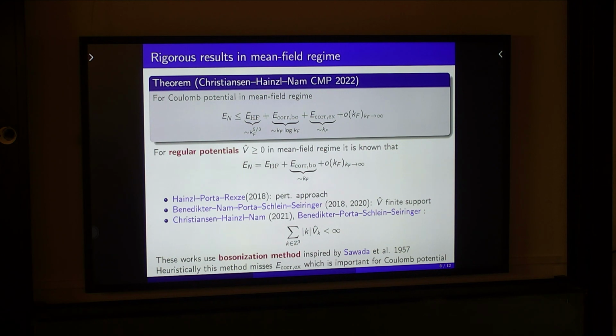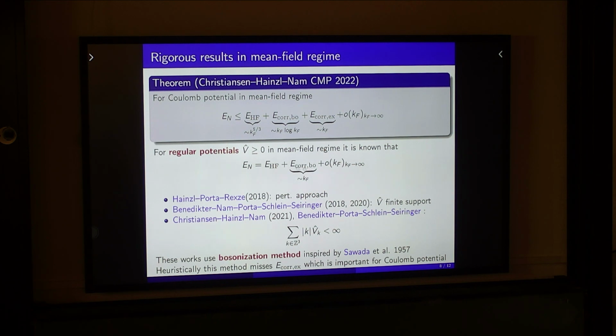So, okay, what was known before? So for regular potentials, regular, for example, means that it's less singular than Coulomb for large K. It was already known before that you really get here equality. Equality means to leading order the Hartree-Fock energy, and to the next order the bosonic correlation energy. For regular potentials, this behaves proportional to Kf, so there is no log. So you need the Coulomb to get the log.